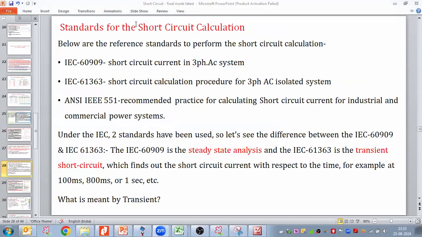IEC 60909 covers short circuit for three-phase systems. IEC 61363 covers short circuit current for a three-phase AC isolated system.